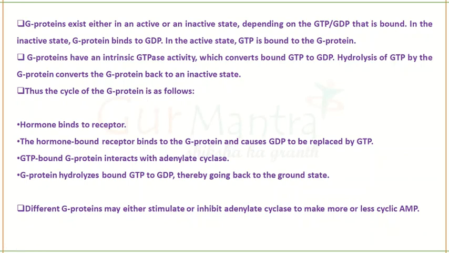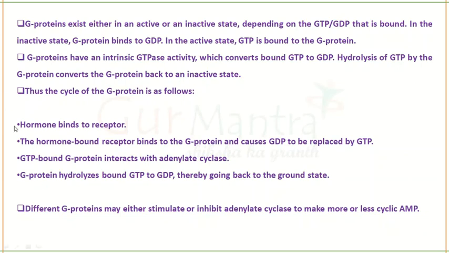So what happens is your hormone will bind to the receptor. Hormone is nothing but your ligand. Your ligand will bind to the receptor, and the receptor will be activated. The activated receptor will activate the G protein. When the G protein is active, we already saw it will be bound to GTP. GDP will be replaced by GTP. So the G protein in its active form will be bound to GTP.